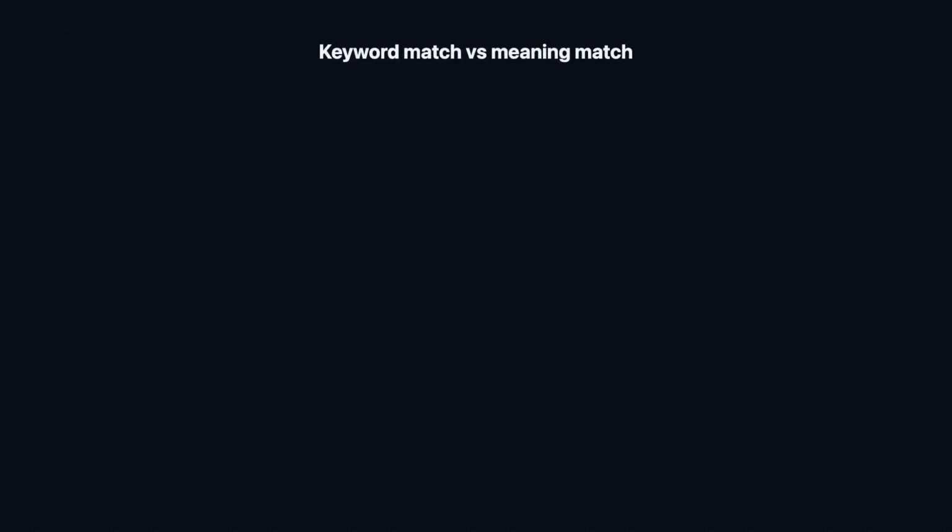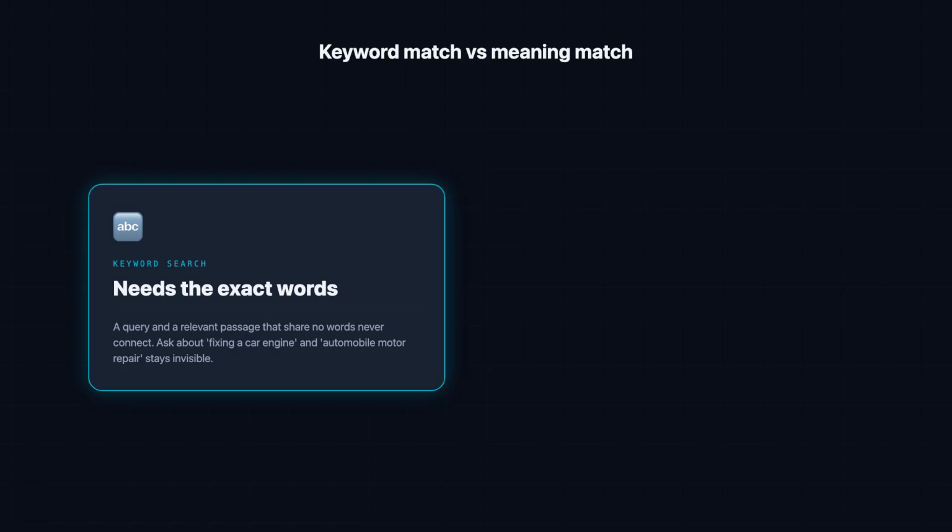So how is this actually different from classic search? Here's the contrast side by side. Keyword search needs the exact words to line up. It scans for documents containing your literal query terms, so if you and the author chose different words for the same concept, it finds nothing. Synonyms, paraphrases, and simple rewordings all slip straight through the cracks.